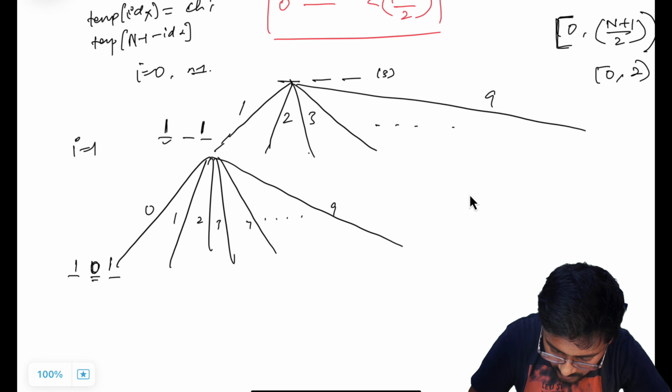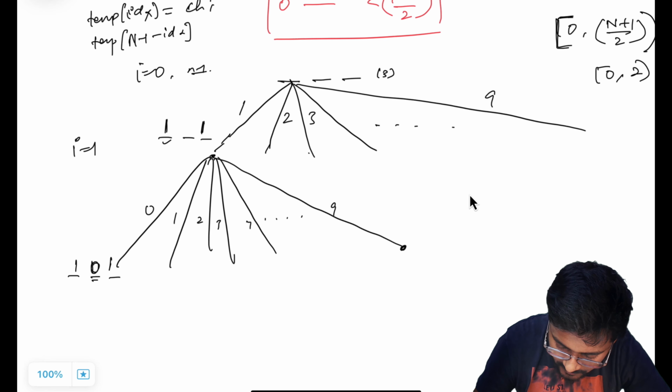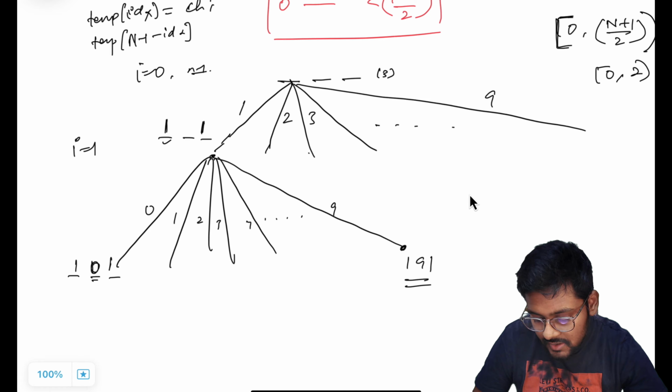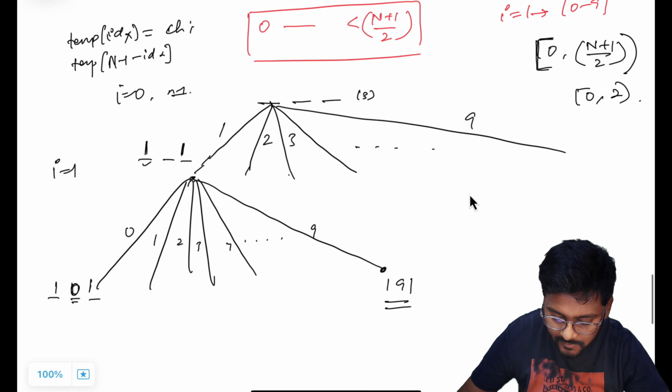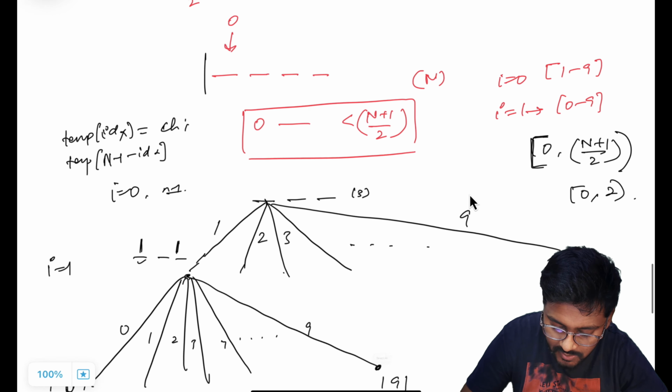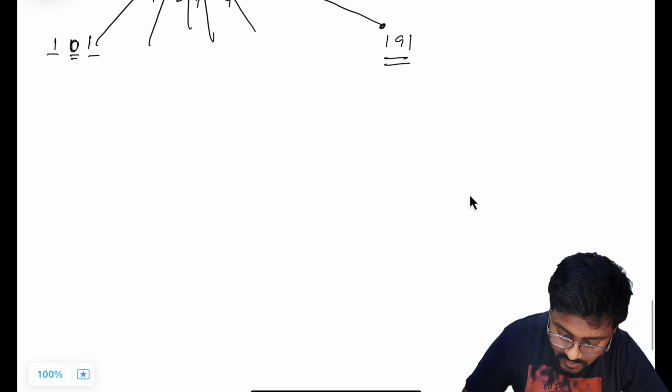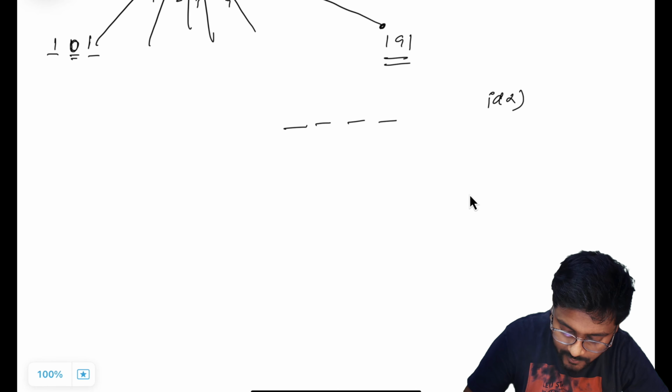So if I just go to the first call, I pick 1 and then just go to this call, let's say it will be something like this, 191. So this is also a palindrome. In this way we can generate all the palindromes. We are choosing length of n, and at every moment I am choosing an index.